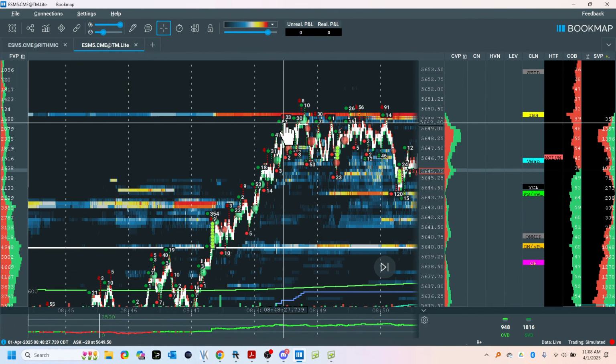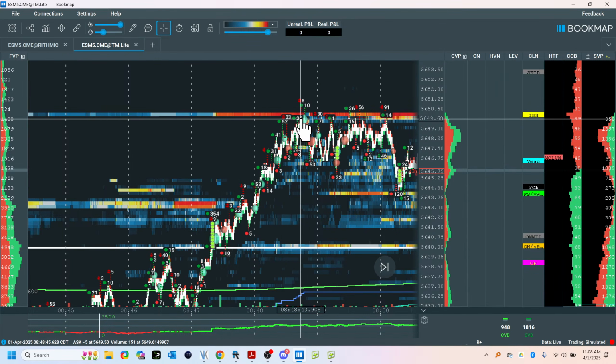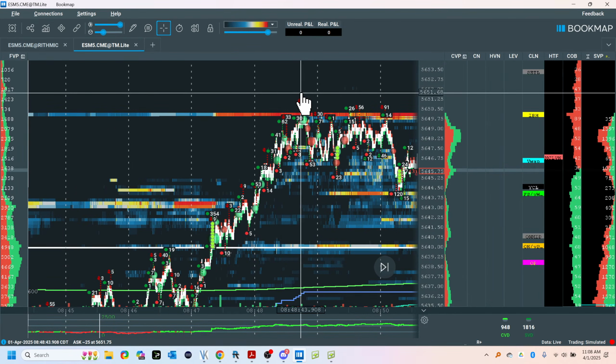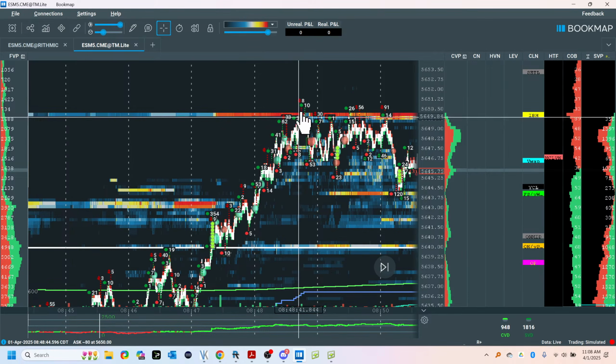So as we're coming up, I have 62 buy stops. That's what this is. 33 selling icebergs. 30 buy stops. 8 selling icebergs. Liquidity in the book. 10.